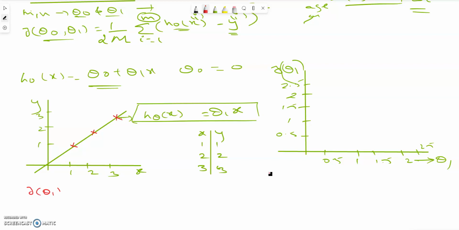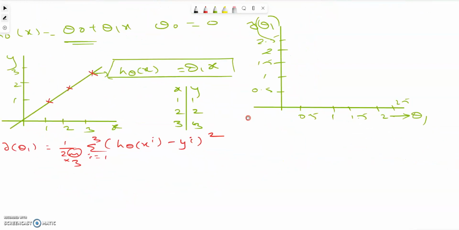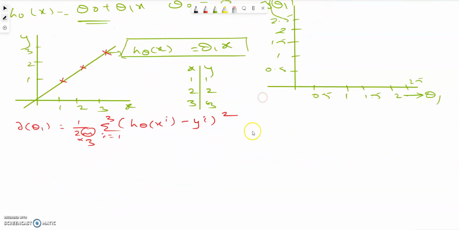J of theta 1 is equal to 1 by 2m, sigma i is equal to... we have 3 data points here, so I want to use m is equal to 3, so 2 into 3 it will be. So we have this equation, right? h theta of x i minus y of i, whole square. So we have this equation right now.